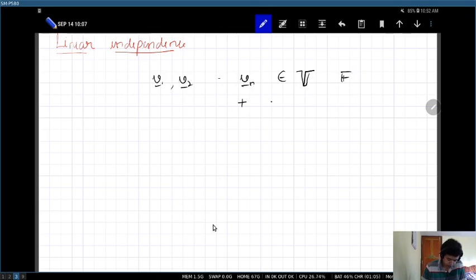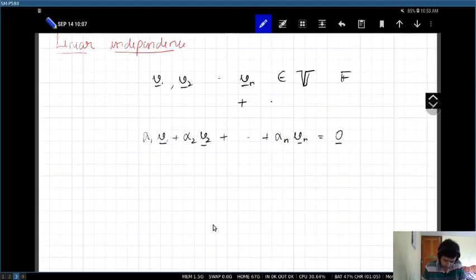Okay, so we say that a set of vectors v1 through vn, which come from some vector space capital V, are linearly independent if, looking at all possible linear combinations alpha 1 v1 plus alpha 2 v2 plus up to alpha n vn, the only possible configuration of alpha 1, alpha 2, up to alpha n which gives you the zero vector is the set of zero coefficients.